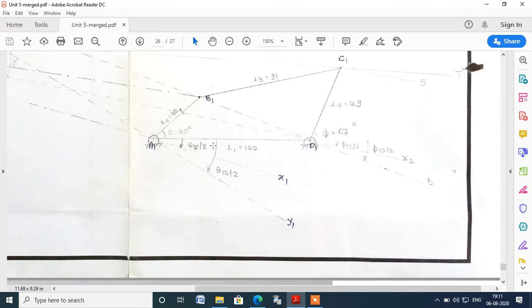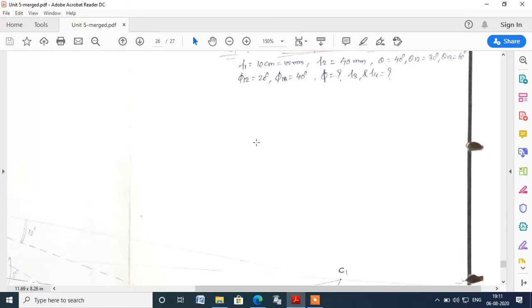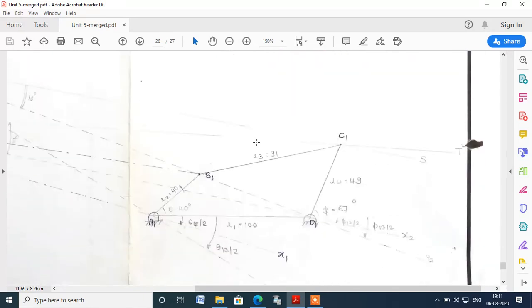So this is the synthesis of mechanism by the relative pole method. This way you can synthesize any mechanism by both the methods. This completes your unit number 5, so the synthesis of mechanism unit is now completed.